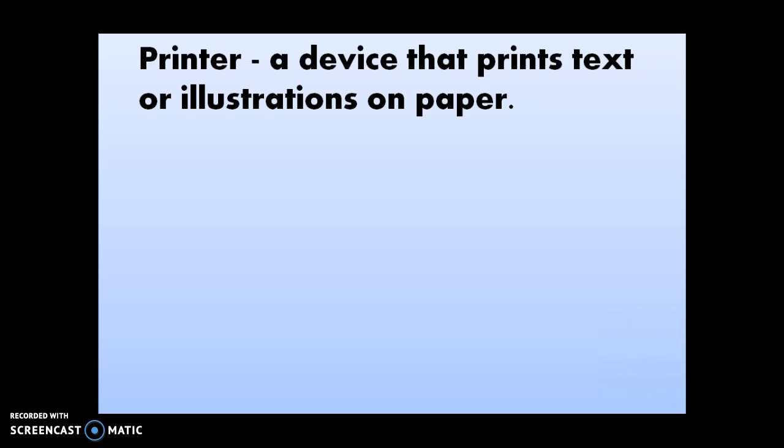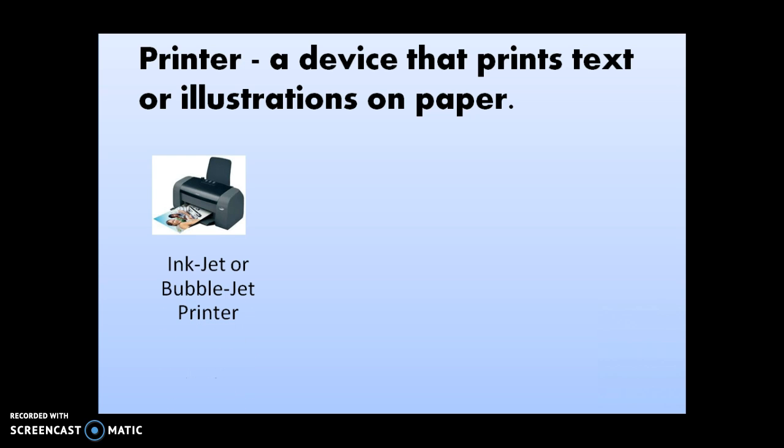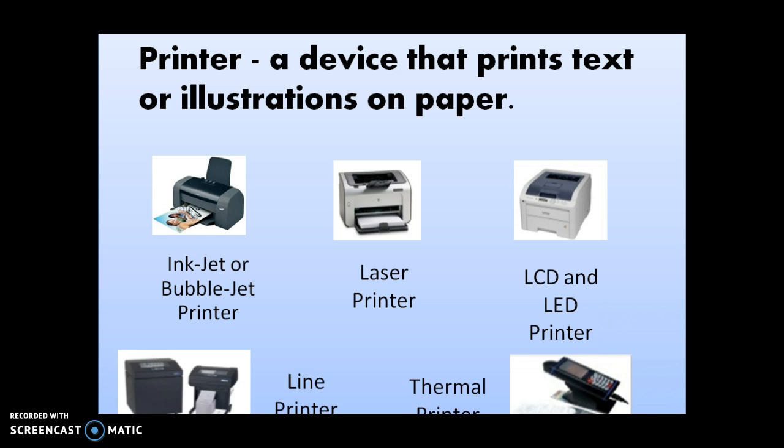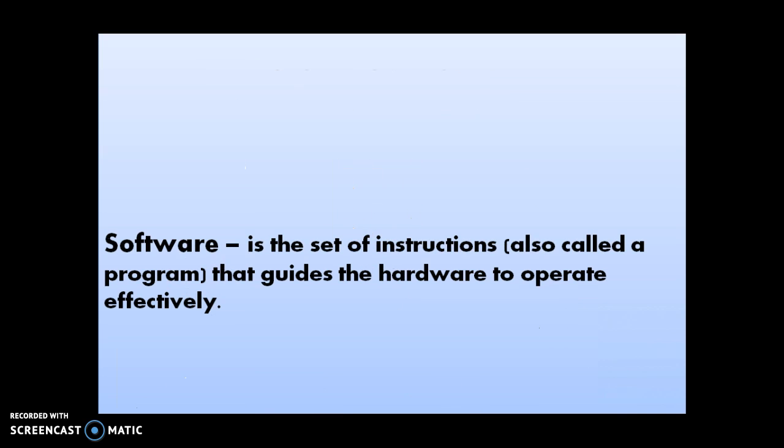Next, we have a printer. A printer is a device that prints text or illustrations on paper. There are many types of printers. We have the inkjet or bubble jet printer, the laser printer, LCD and LED printers, line printer, and thermal printer.